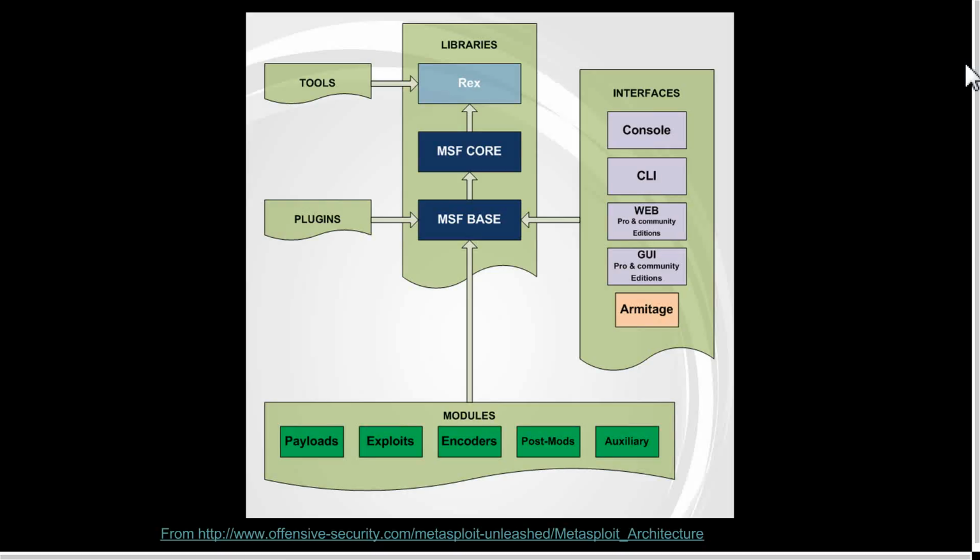So this is the general architecture of Metasploit. The MSF core and MSF base are Ruby libraries and APIs that tie everything together. MSF core basically defines Metasploit framework. MSF base makes it friendly to use. So MSF base makes it easy for all the modules to interface with all the components that MSF interacts with.